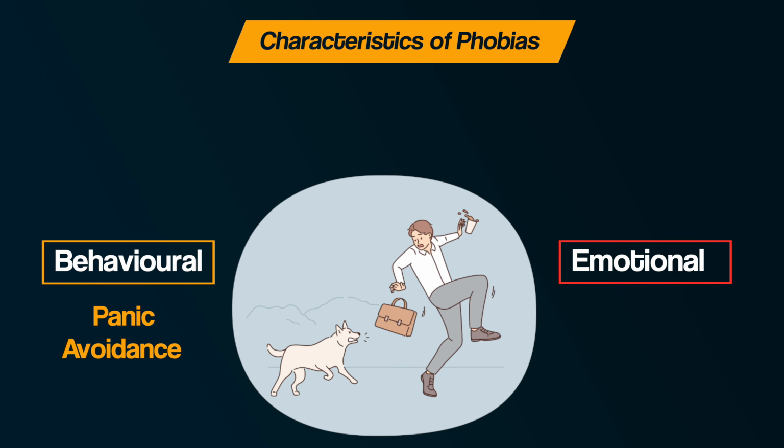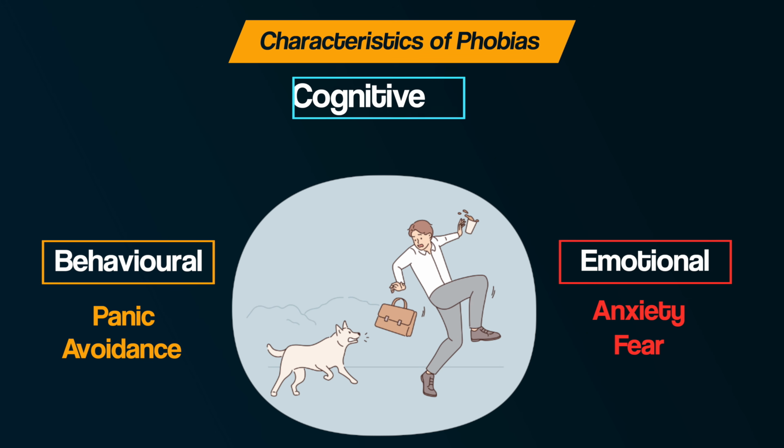The emotional characteristics include anxiety and fear. Anxiety and fear are central emotional characteristics of phobias, where individuals feel intense, persistent dread and worry about the object or situation, even when there is no immediate threat.